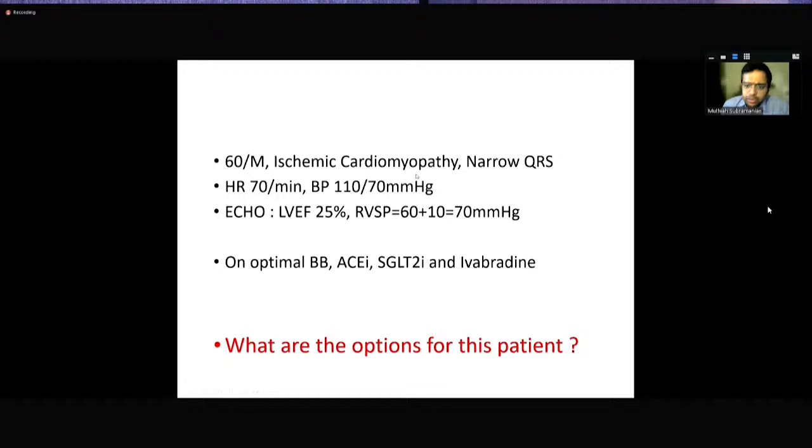A 60-year-old male, ischemic cardiomyopathy, narrow QRS, heart rate is 70, BP is 110/70, echo LVEF is 25, RVSP is 60 plus 10, which is 70 millimeters. Patient already on optimal beta blocker, ACE inhibitor, SGLT2 inhibitor, and IABP. So what are the options for this patient?